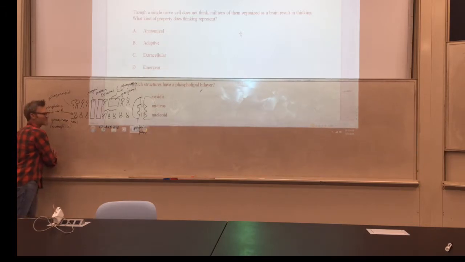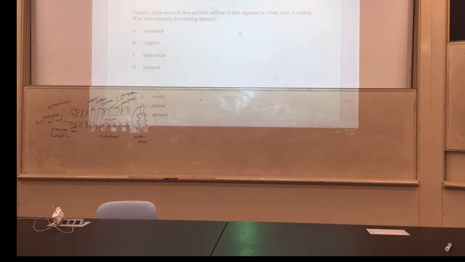So they have it almost every single year. They ask about this emergent property. You need all of them to work together. One single nerve cell can't do it on its own. What structures have phospholipid bilayers?